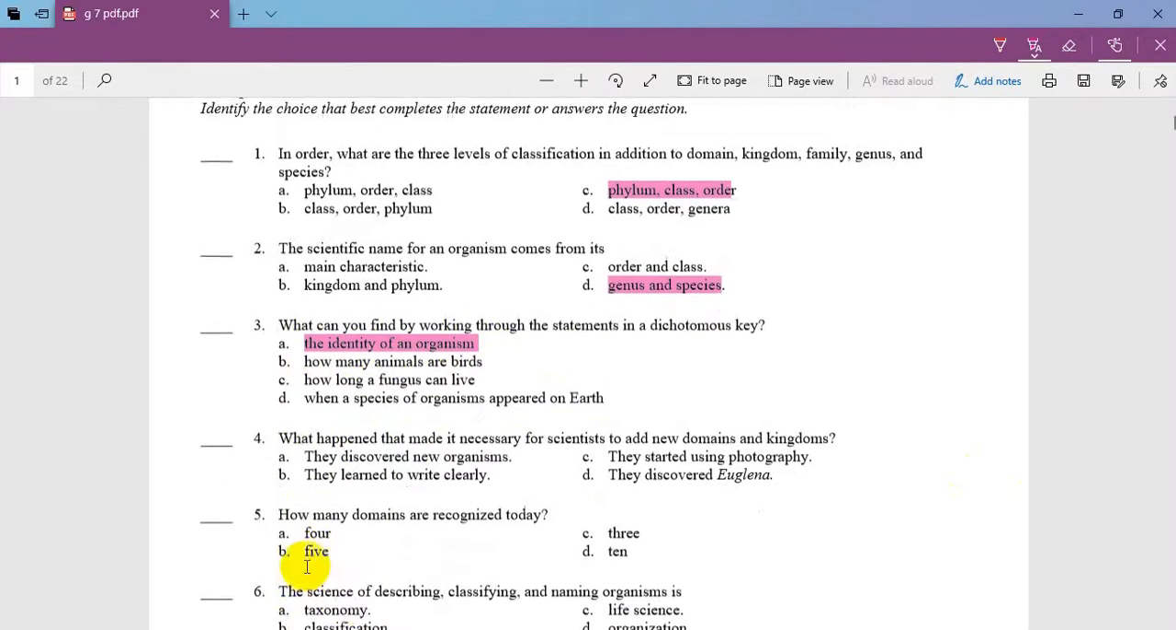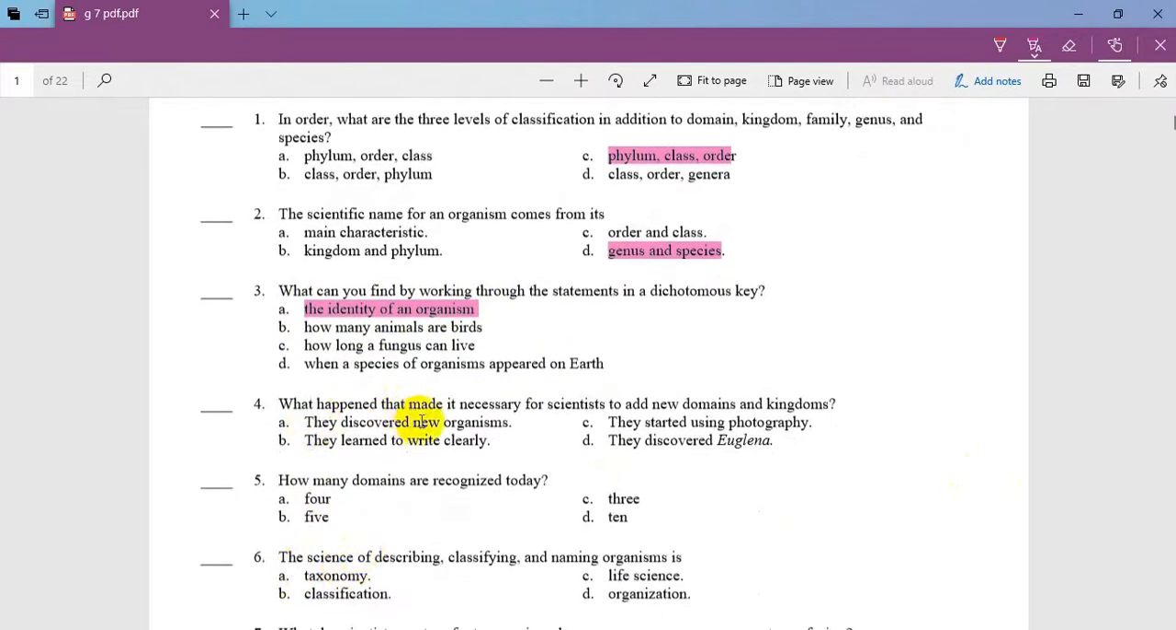Question 4. What happened that made it necessary for scientists to add new domains and kingdoms? What makes scientists add domains and kingdoms to their classification? The answer is when they discover new organisms. New organisms have new properties and characteristics that don't fit in any kingdom, so scientists have to make new kingdoms for them. The answer is letter A, when they discovered new organisms.